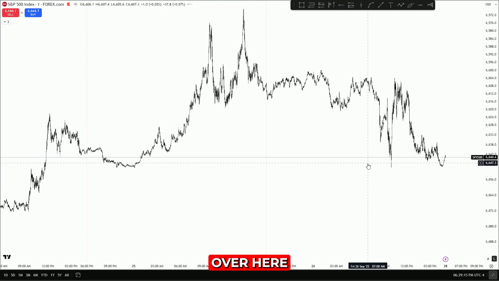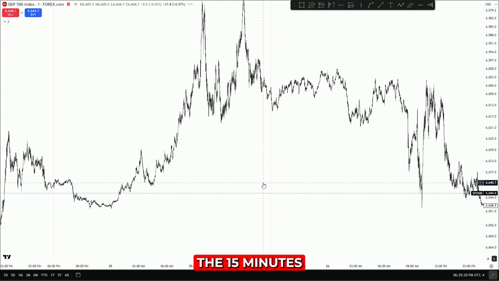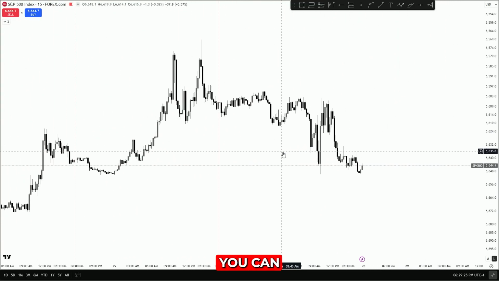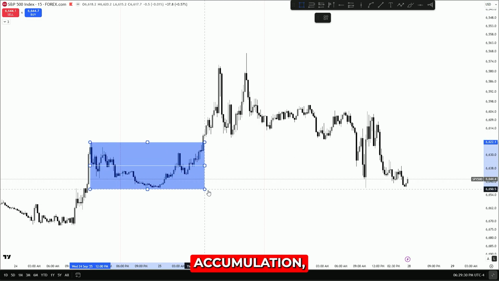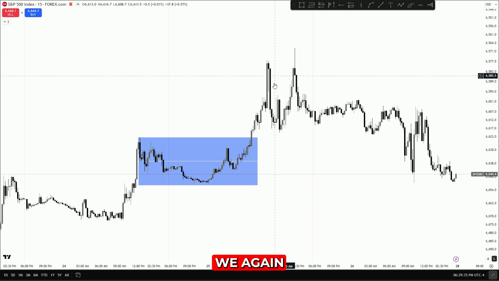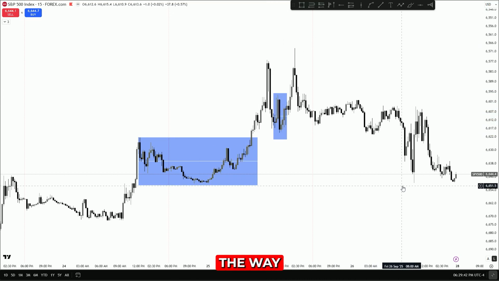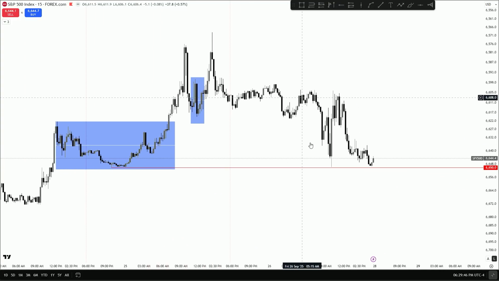What do we have over here? Now here's the twist. Let me just quickly move to the 15 minutes so that the chart will make more sense. So you guys can see we got this accumulation, we got the distribution. We again got the reaccumulation over here. We just swept the liquidity, we came all the way down to cover this consolidation. If you guys see, this is how the market maker model works.